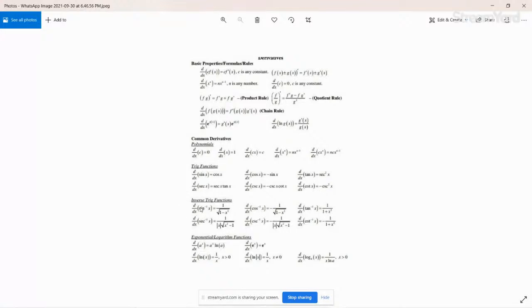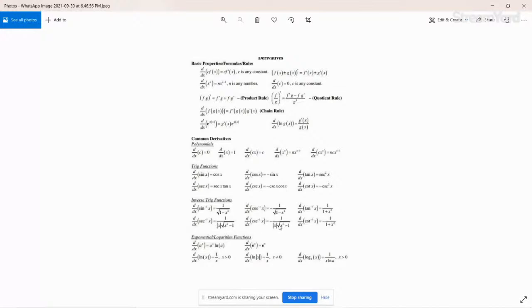Then comes inverse trigonometric functions. d/dx of sin inverse x will give 1 by root over 1 minus x square. Then d/dx of cos inverse x will give minus of 1 by root over 1 minus x square. Then d/dx of tan inverse x will give 1 by 1 plus x square. d/dx of sec inverse x will be 1 by mod x, root over x square minus 1. This mod basically represents we have to take the positive value.